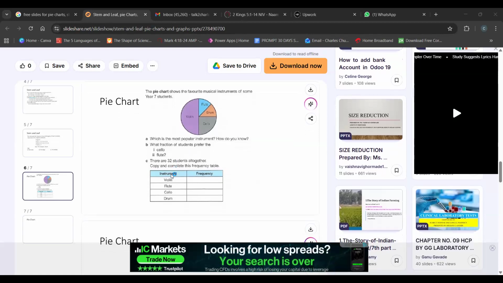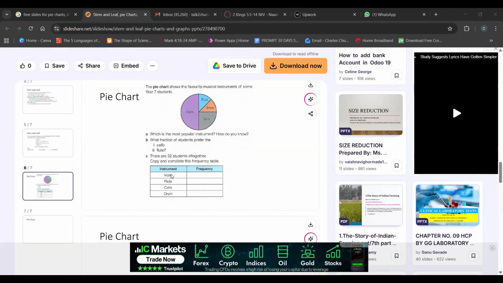Okay. And now the next one goes on to say there are 32 students all together. Copy and complete this frequency table. So obviously, for the violin, we'll have 16, right? Okay, we would have 16. For the flute, we would have 1/8 of 32. That's four, right? So yeah, it would be 4. And then the cello would be 8, and the drum would be 4 as well.